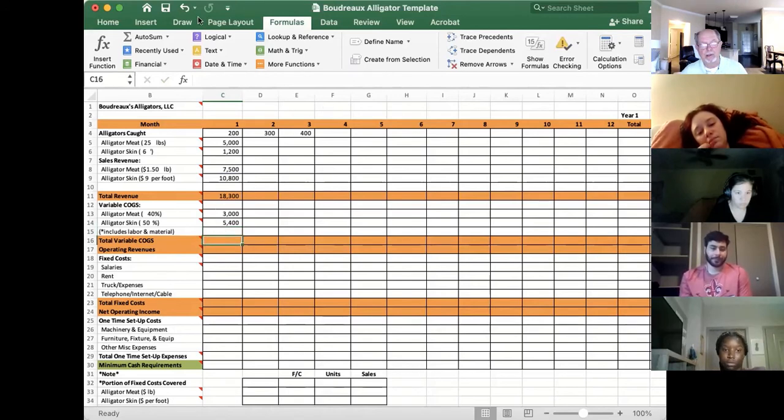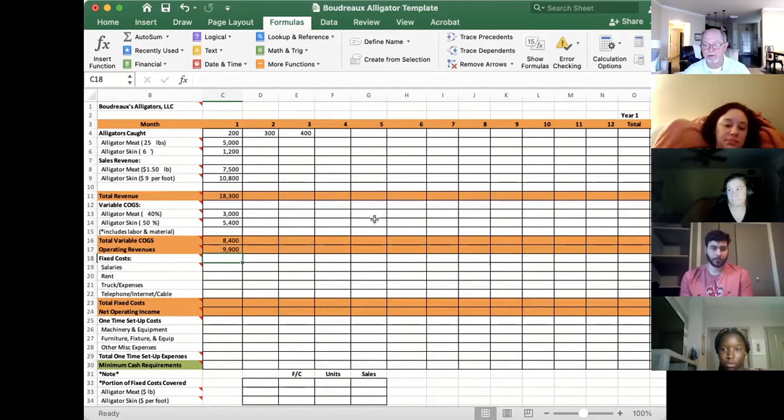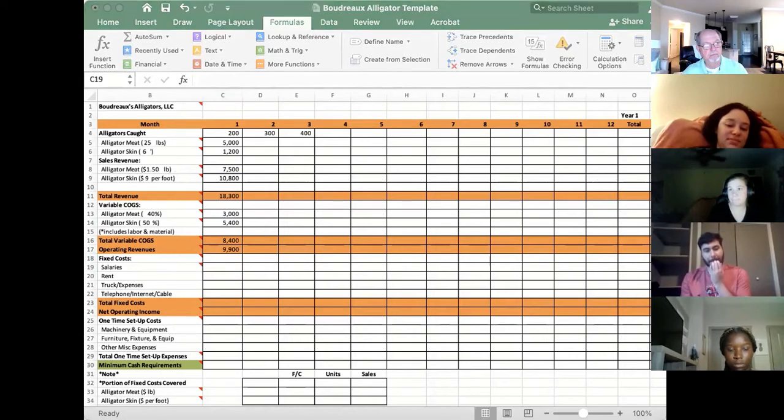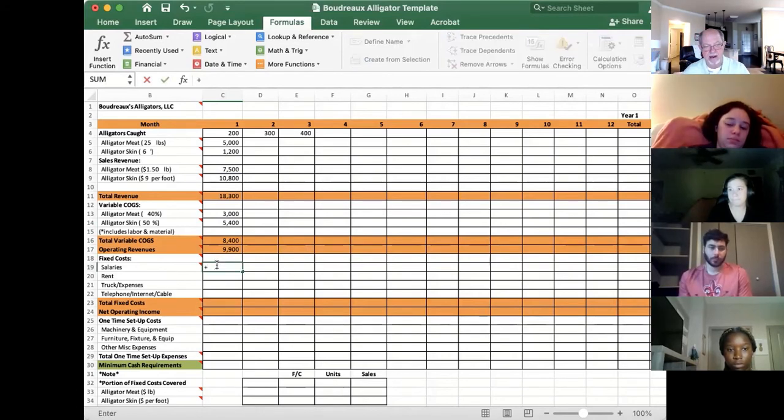And we go back to our sums. And now to look at our operating revenues, we look at our total revenues here minus a variable cost. So we know we've got $9,900. Salaries, what did he tell us? He told us the salaries, and we want to make sure we put them in here one at a time.